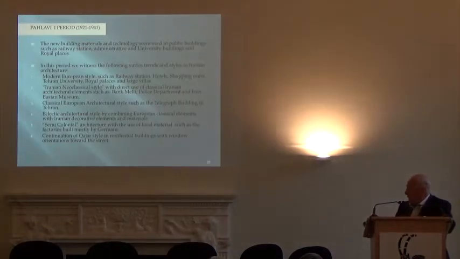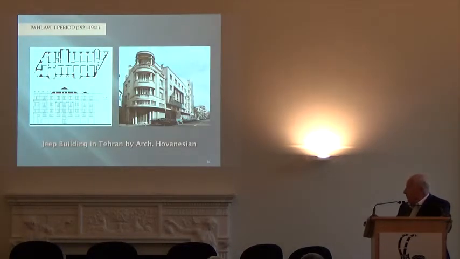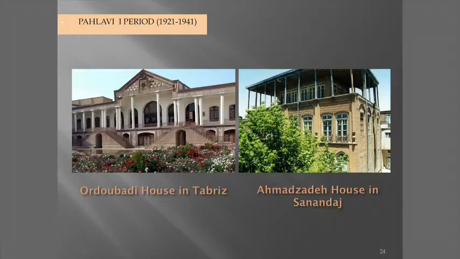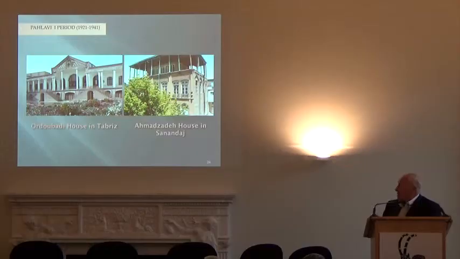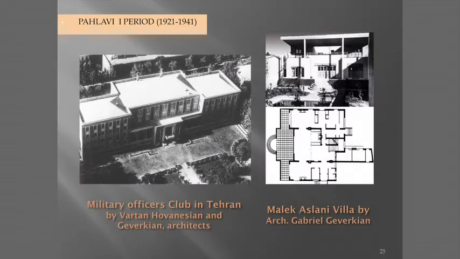Then we have some buildings, even during Reza Shah, that were still influenced by the older architecture, like these two houses, with some new elements there. But then the new ones, especially the one by Gabriel Geverkian, who was also a good friend of Le Corbusier. He made almost a Corbusier type of villa here. It's a very interesting villa which exists in Tehran.